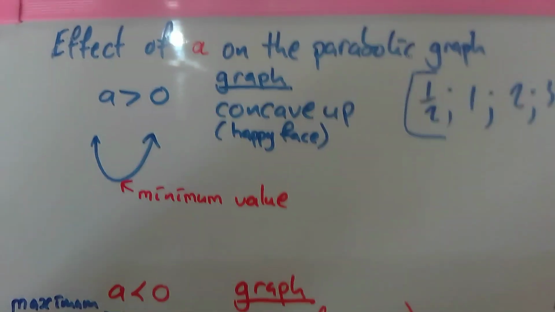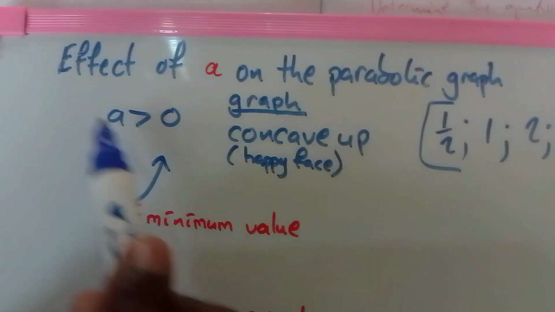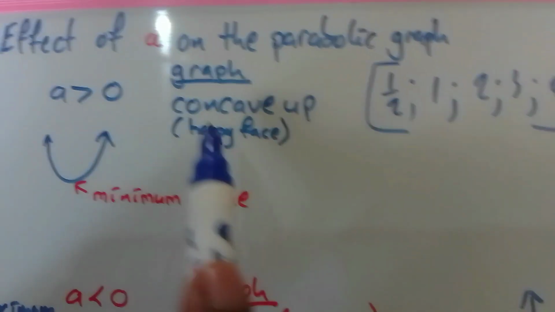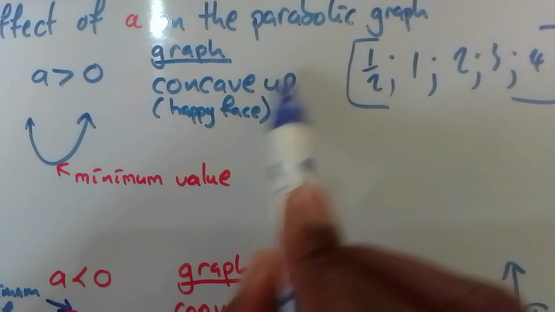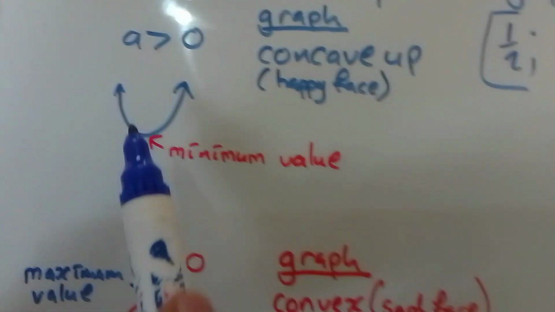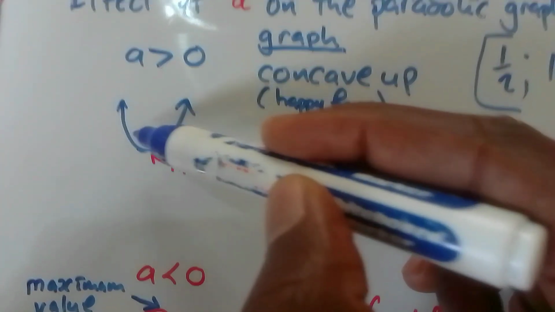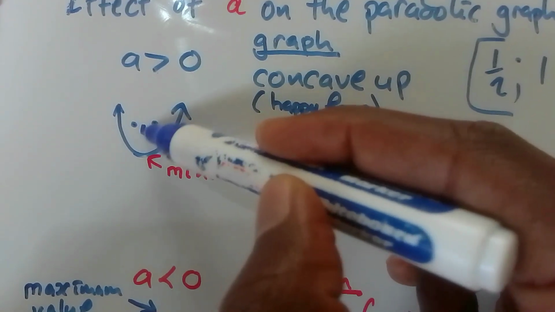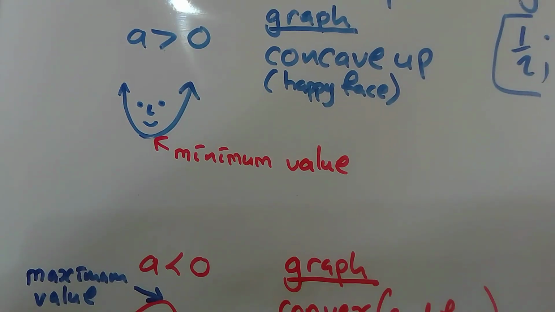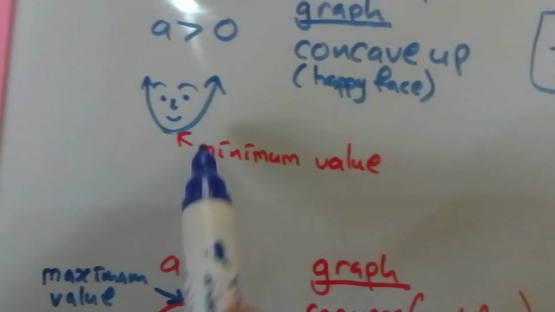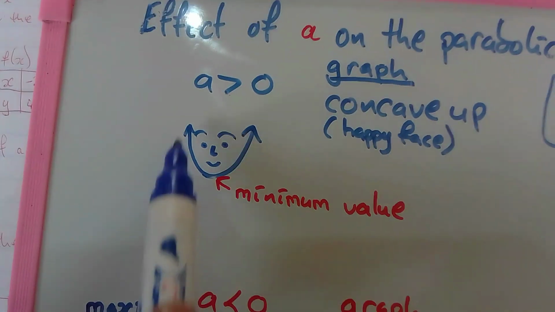Now, you must know the shape. So A also tells you about the shape of the graph. So when your A is more than 0, we call it concave up, which means a happy face. This is the graph which you get. This is what we call the concave up, which is a happy face. You can see that this guy is happy, right? This is the happy face.